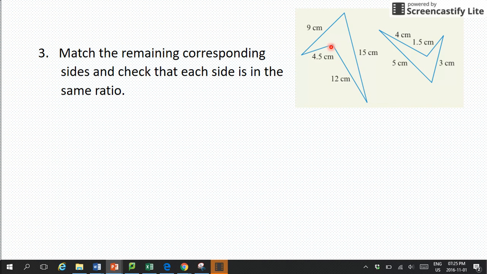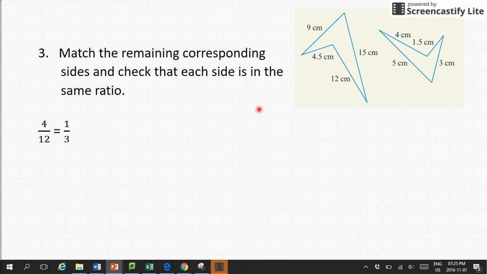So let's look. 4.5 and 1.5 are partners, so we would put 1.5 over 4.5. We would put 3 over 9. And do we have any more? Yes, this one. We would put the 4 over the 12. Okay, I'll show you how I did it.